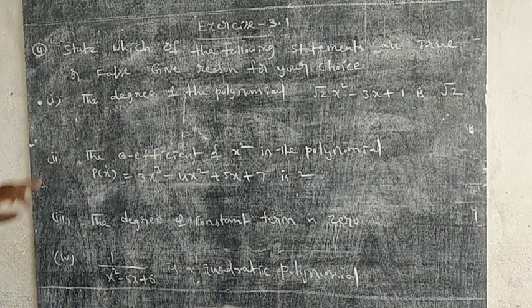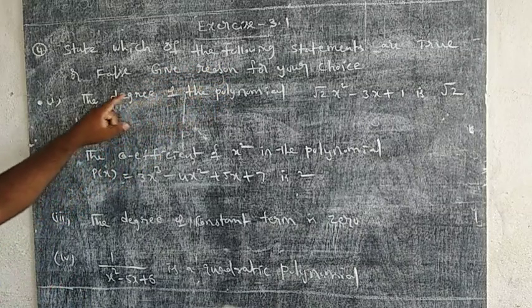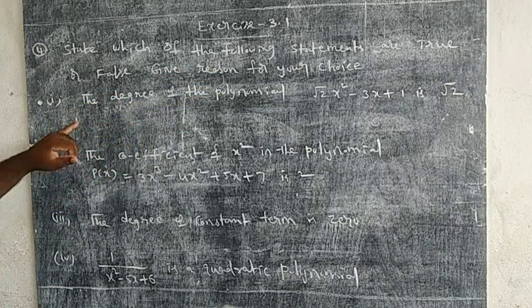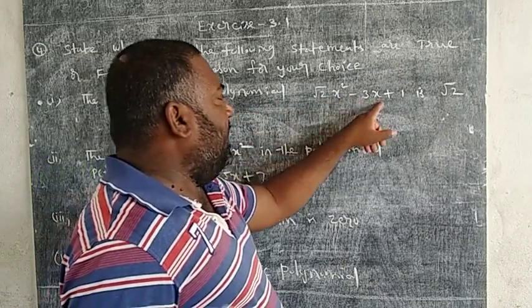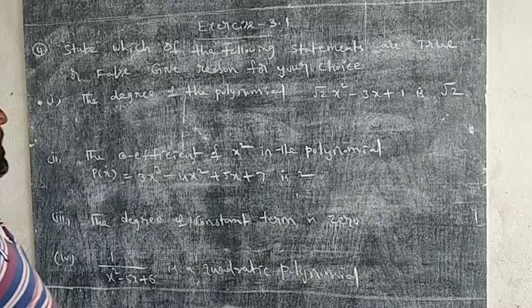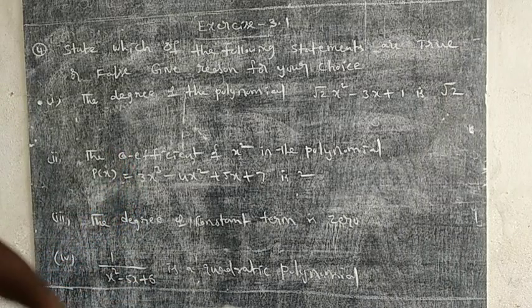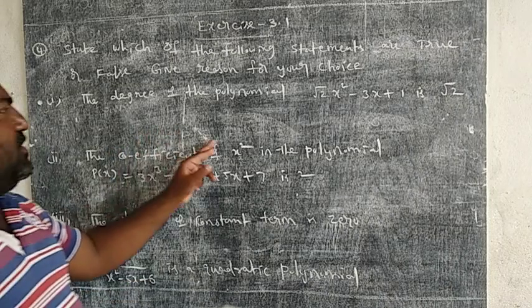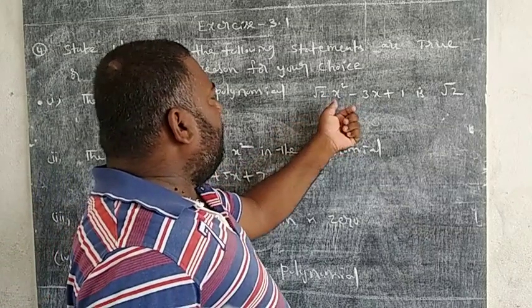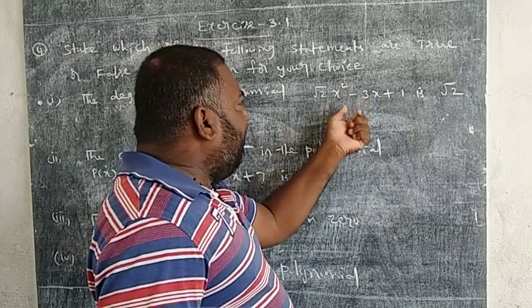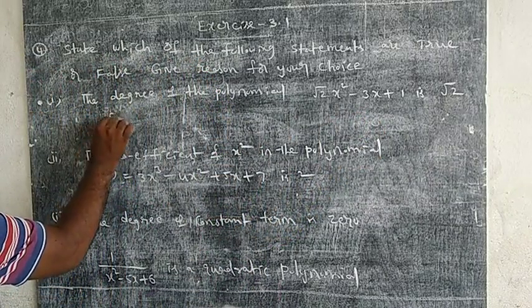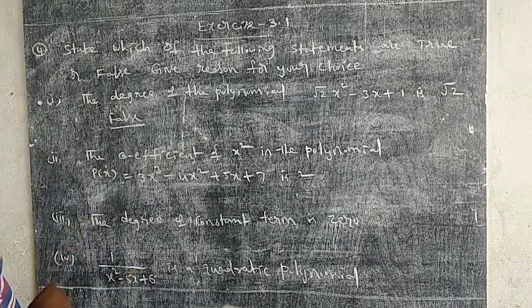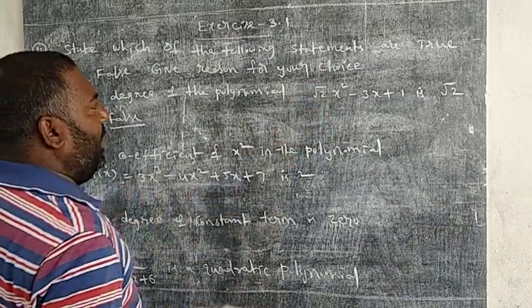So, state which of the following statements are true or false. Give reason for your choice. The first statement is: the degree of the polynomial √2 into x square minus 3x plus 1 is √2. Is this statement true or false? This statement is false, because the degree of this polynomial is the highest power of the variable x, which is 2. So the degree of this polynomial is 2, not root 2. So the first statement is false. Here root 2 is the coefficient of x square.